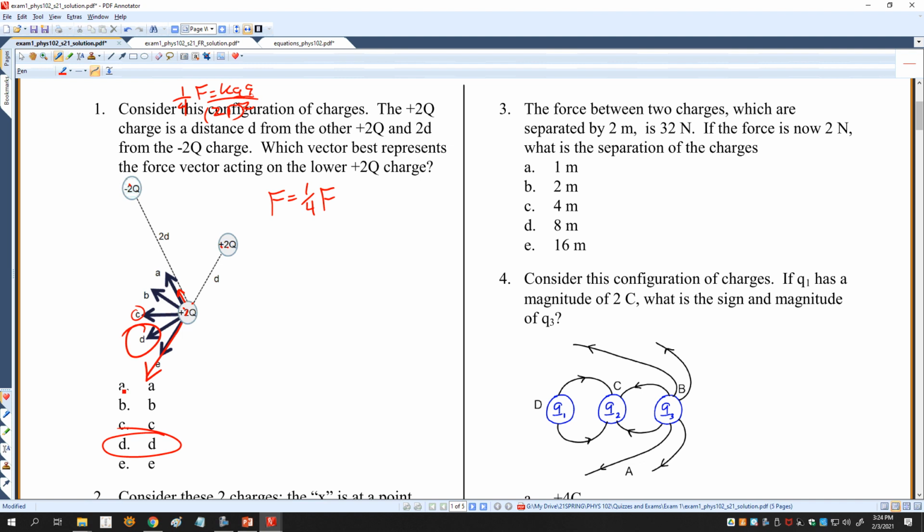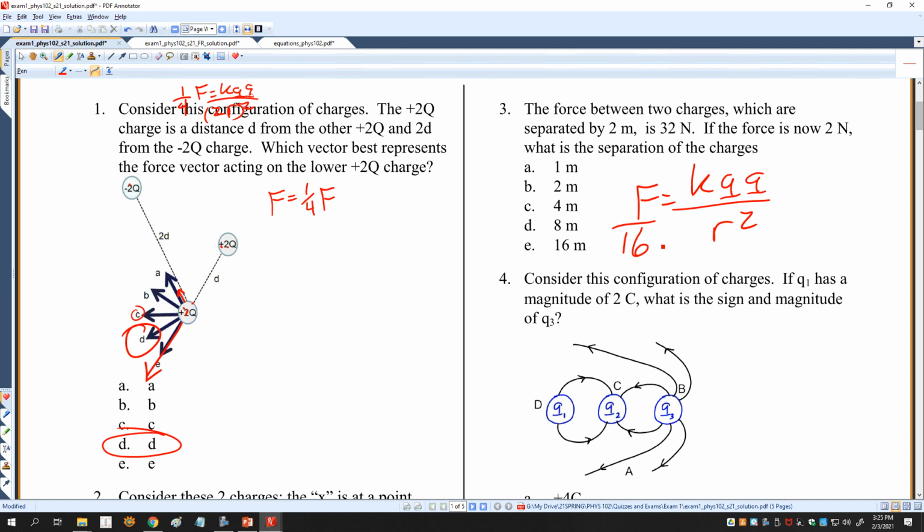The force between two charges, which are now separated by 2 meters, is 32 newtons. If the force is now 2 newtons, what is the separation of the charges? So I have F is equal to kqq over r squared. I start out with the force being 32 newtons, but then it decreases to 2 newtons.